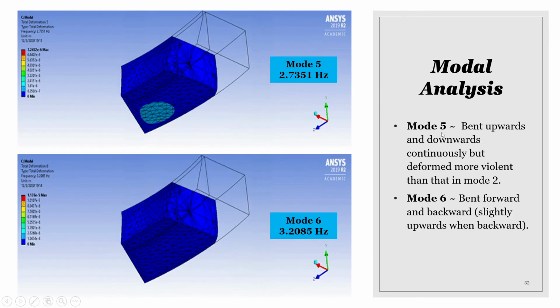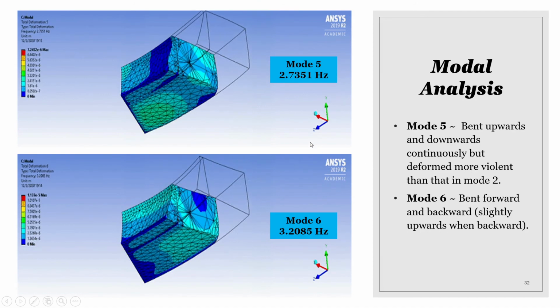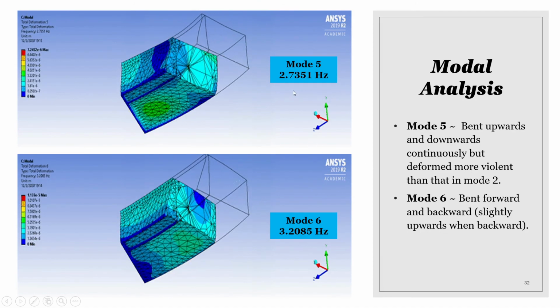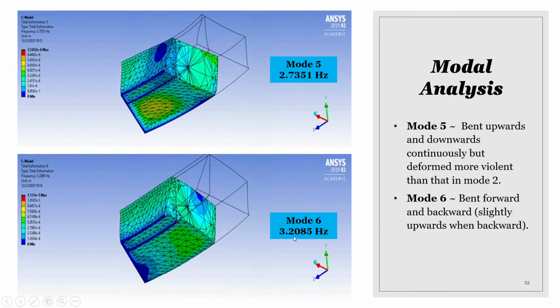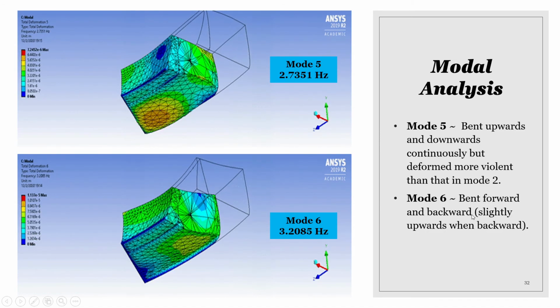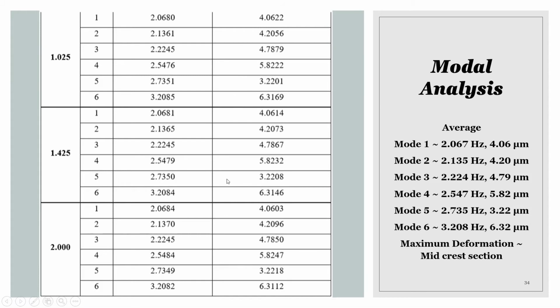In mode 5, the dam model bends outwards and downwards continuously but deforms more violently than in mode 2, with a natural frequency of 2.7351 Hz. In mode 6, with a natural frequency of 3.2085 Hz, the dam model bends forward and backward. So this is the data tabulation for the results of modal analysis, and in conclusion, the maximum deformation occurs at the mid-crest section of the dam.